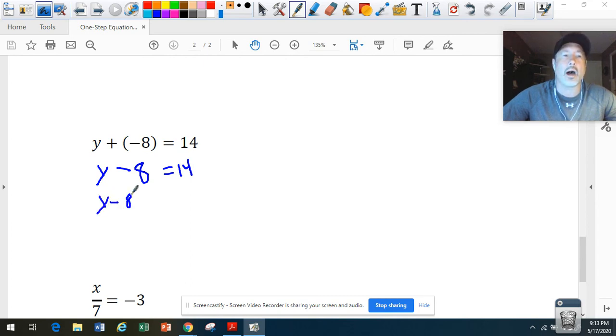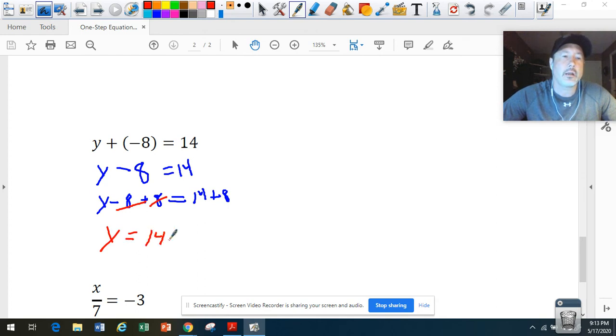So we get y minus 8 plus positive 8 equals 14 plus 8. As you know, these negative 8 plus 8 cancel out. Clean up your garbage. Y equals 14 plus 8. And we can say y equals 22.